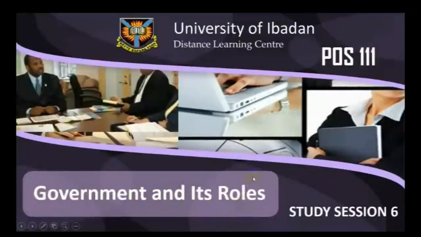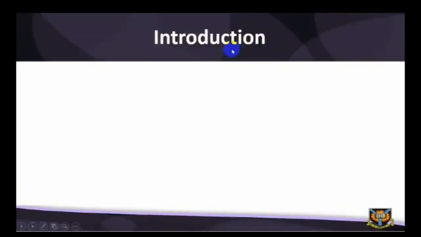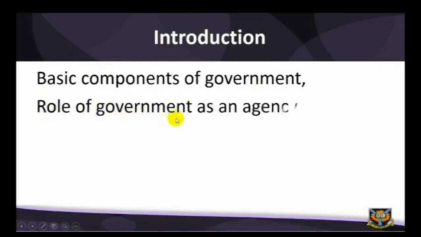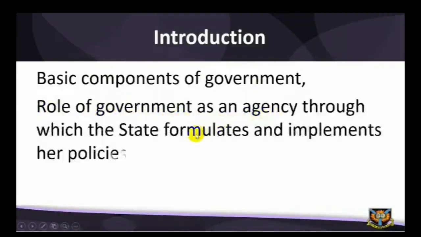Government and its roles. Introduction. As we discussed earlier in this course, the state is a contemporary framework for the conduct of politics. Since the state is an abstract entity, and it is through government that people can actually feel the impact of it, it becomes important for us to have a discussion on government. In this study session, you will be exposed to the basic components of government and the role of government as an agency through which the state formulates and implements her policies.